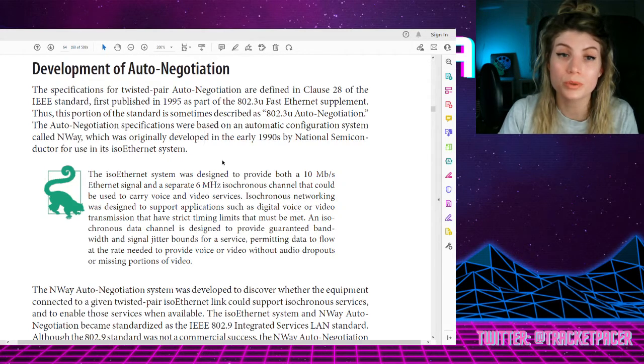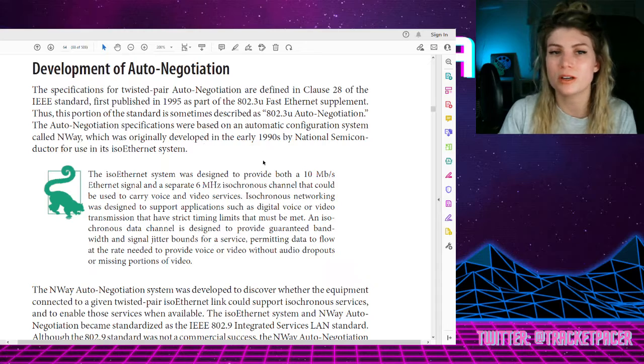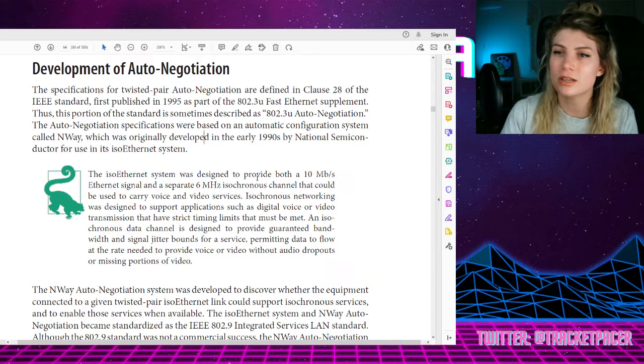All right, the specifications for twisted pair auto negotiation are defined in Clause 28 of the IEEE standard, first published in 1995 as part of the 802.3u Fast Ethernet Supplement. Okay, that's maybe later than I expected, but that's cool. So they came up with this pretty quick. Well, pretty quick. Ethernet happened in the 80s, right?